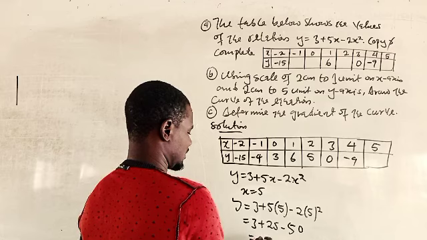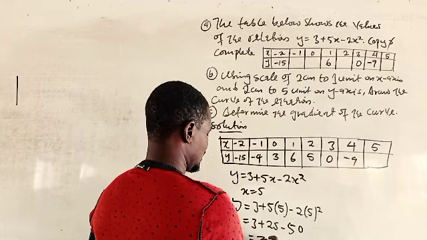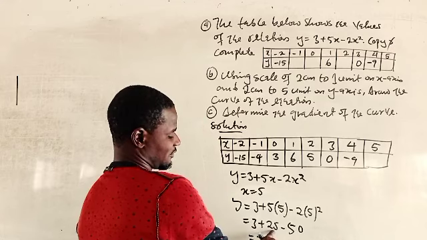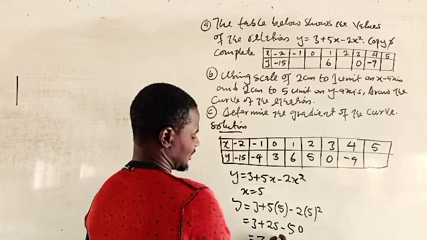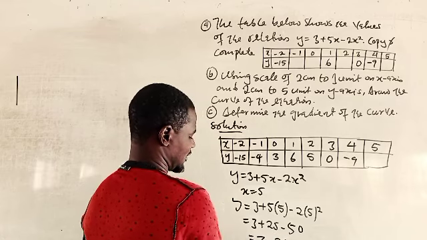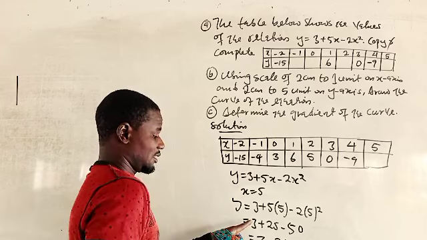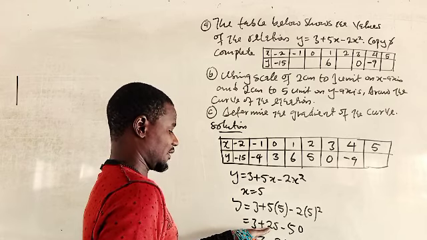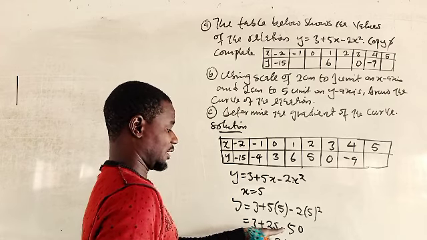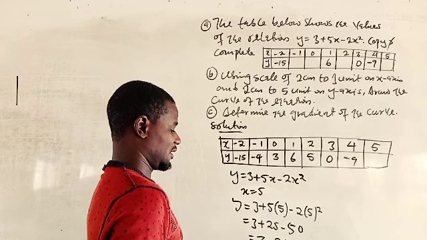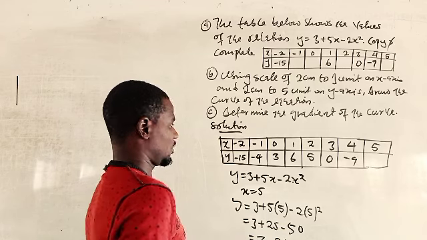So what we have is just 3 minus, because 25 minus 50 is minus 25 again. So 3 minus 25 is minus 22. That's what we have. If you see, 3 plus 25 is 28. 28 minus 50 is going to be 28 minus 50.